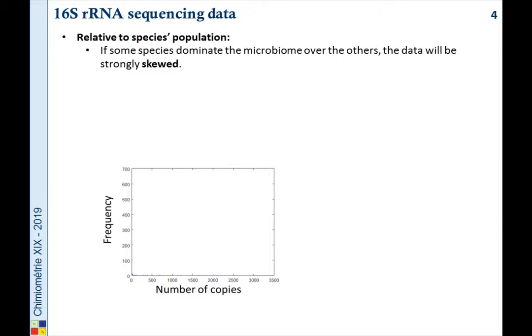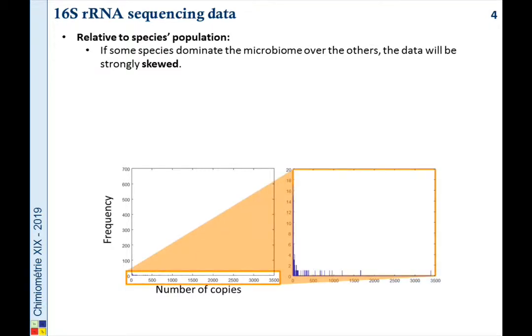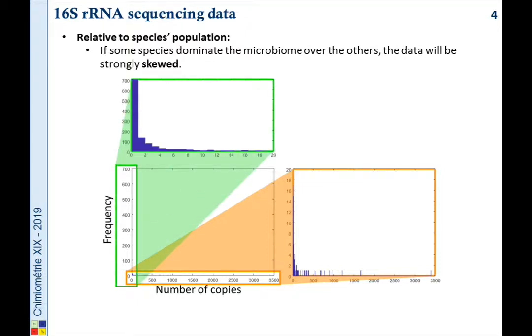So, if we look at this sequencing data, we will see that this data, in fact, is very skewed. This happens because, inside the reactor, there are some species, some microbes, that dominate over the others. Because of that, these dominant microbes show a very high OTU count of above 3,000, while, on the other hand, for all the remaining species, since they have a small presence, the OTU count that we will find is below 5.